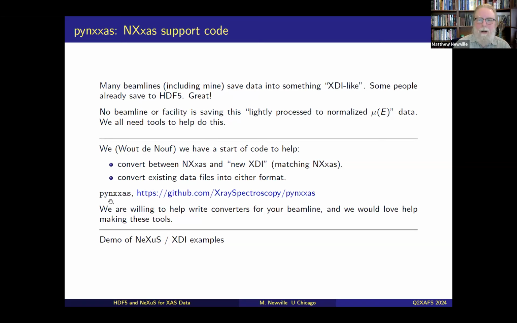So we, meaning Wout, have already started this. We have a project, and here's the GitHub repository. These are Python tools to convert between NXXAS and the new style XDI, matching the NXXAS exactly, and to convert existing data files from sources into either format. So we are willing to help write converters for your beamline, and we would love help making these tools too. And I'll show you a demo. Actually, this is a good time to pause for questions too.